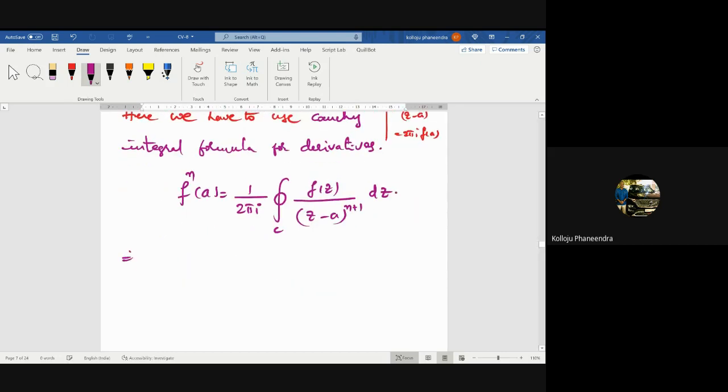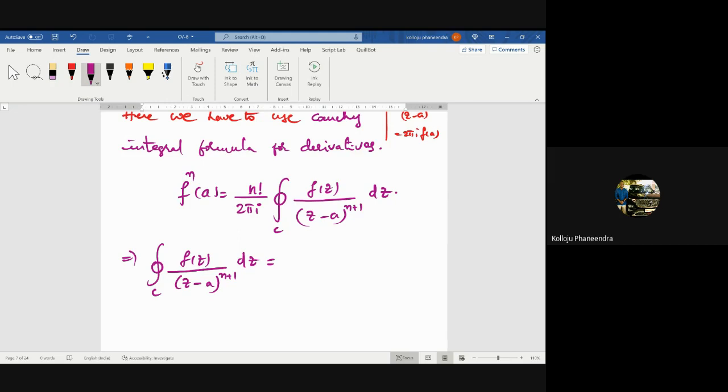So what is this integral now? Integral over C of f of z by z minus a whole power n plus 1. In the numerator, n factorial will be there. Yes, exactly, n factorial. Sir, it's n plus 1 factorial? No, n factorial. First derivative, only one. Second derivative, 2, so 2 factorial, right?